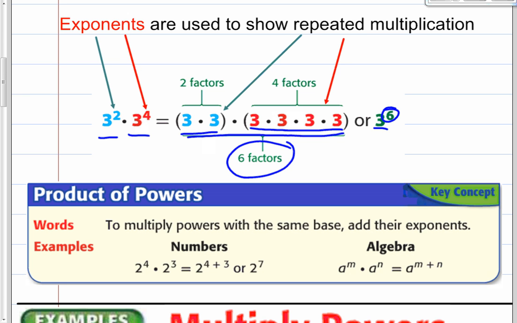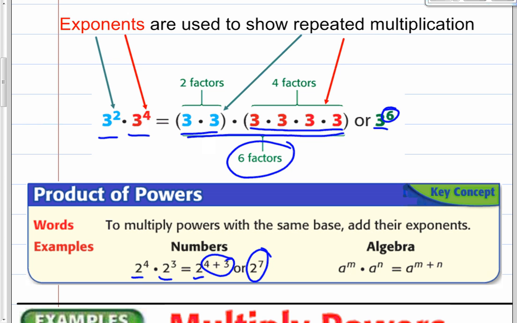Taking that and extrapolating, look at our key concept here of the product of powers. Pretty simple concept, actually. To multiply powers with the same base, add their exponents. Put it on that base. So look in the number section here. They say 2 to the 4th power times 2 to the 3rd power is actually 2. You just write one of the 2's, and then you add the exponents, put that on top, on the exponent. 2 to the 7th power.